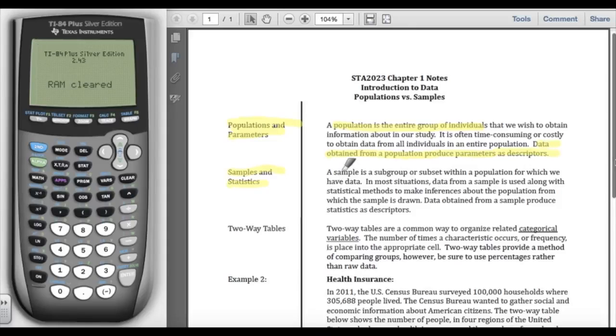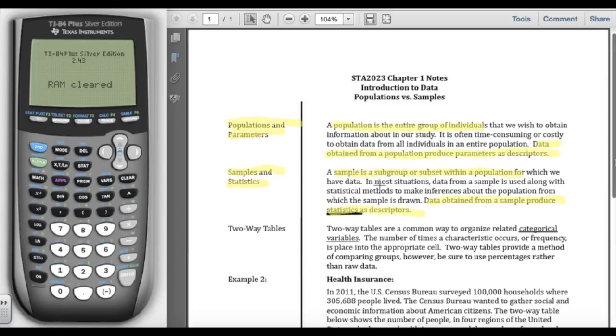On the other hand, a sample is just a subgroup or a subset within a population. So it's not talking to all TCC students, but maybe 100 students at TCC or 250 students at TCC. It's not everybody, it's just a portion. Data from a sample can be used along with some statistical methods, some data analysis that we'll study later on, to make inferences about the population. Data obtained from a sample produce statistics as descriptors.